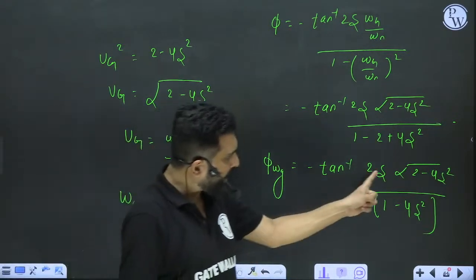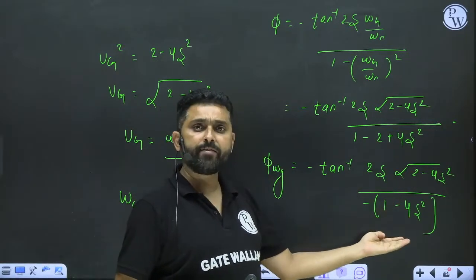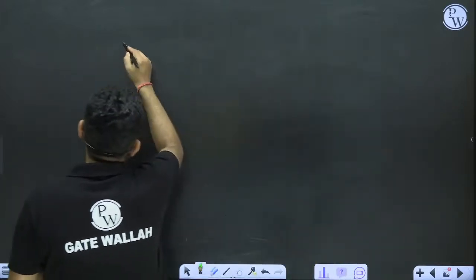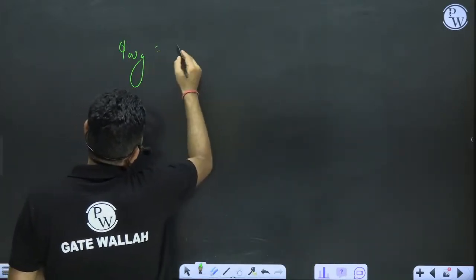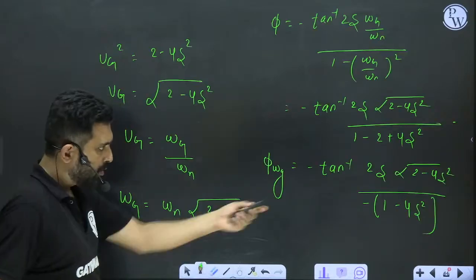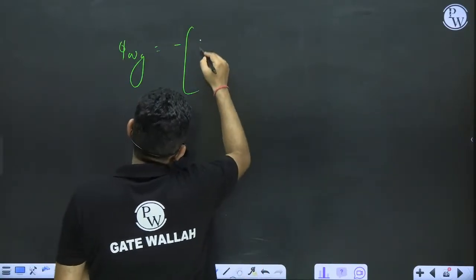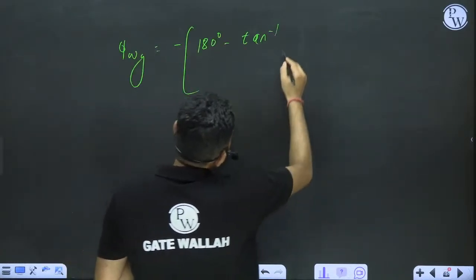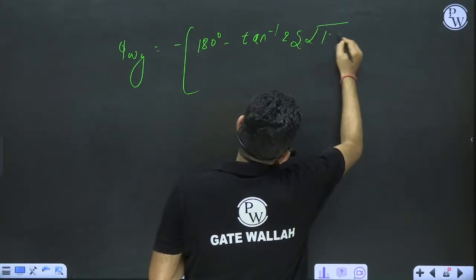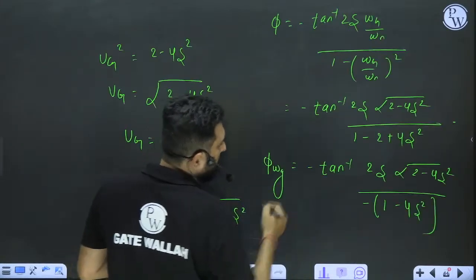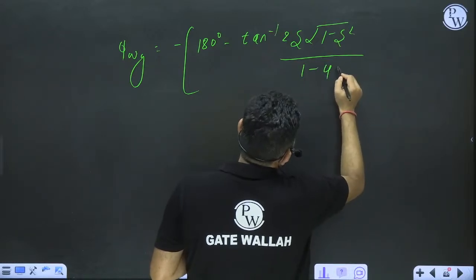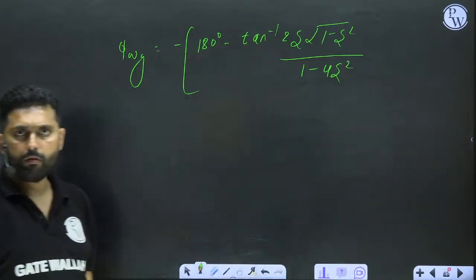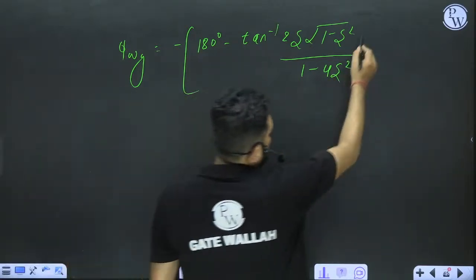Sir, don't you think that again I will get y by minus x? So what is the net phase? The net phase phi omega g can also be written as minus 180 degree plus this phase: 180 degree minus tan inverse of 2 zeta root of 1 minus zeta square divided by 1 minus 4 zeta square. Now 4 zeta square minus 1. Yes, 1 minus 4 zeta square directly. This is phi omega g.